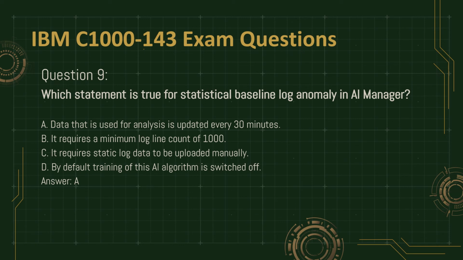Question 9. Which statement is true for statistical baseline log anomaly in AI Manager? A. Data that is used for analysis is updated every 30 minutes. B. It requires a minimum log line count of 1000. C. It requires static log data to be uploaded manually. D. By default, training of this AI algorithm is switched off. Answer: A.